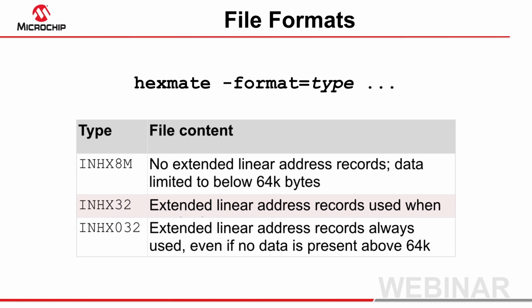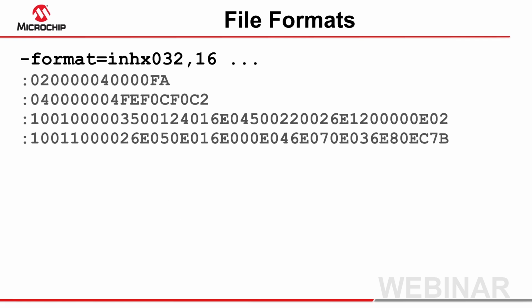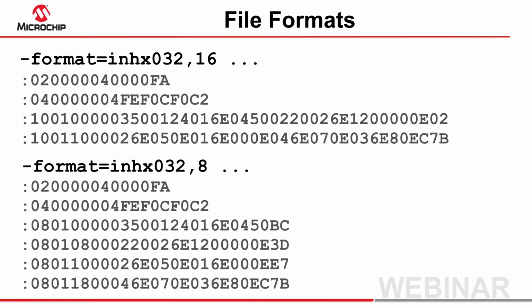Some debuggers require these records, even if they are not needed. Some debuggers can't process them. If you have written a simple bootloader that accepts hex files, this option might help ensure the file is in the correct format. This option also allows you to specify the maximum number of data bytes contained in each record. The default is 16. To change it to 8, for example, follow the format type with this number.